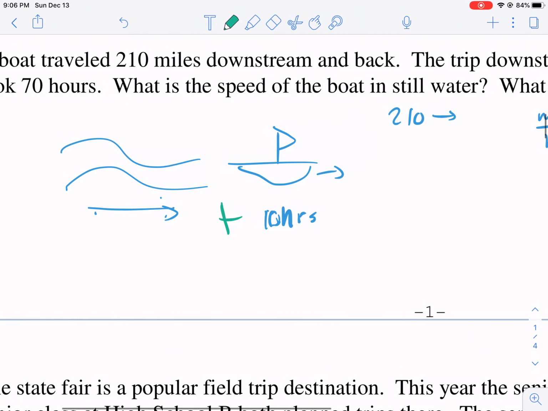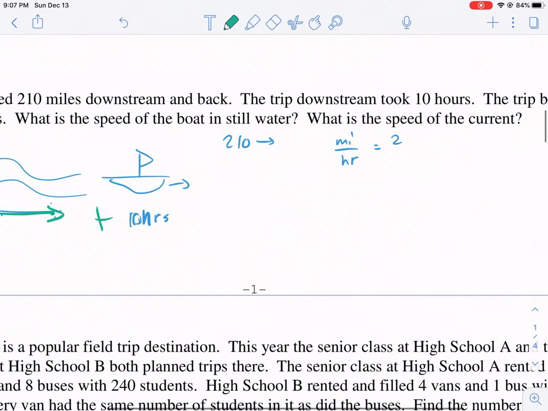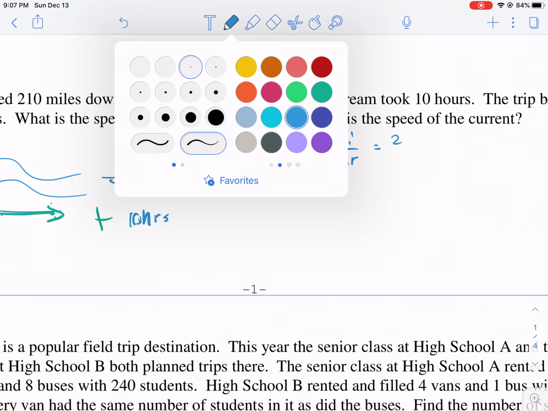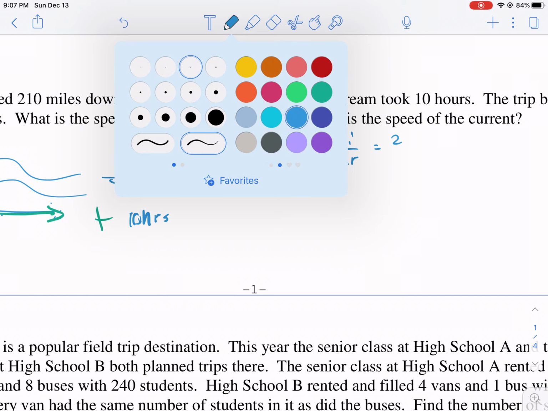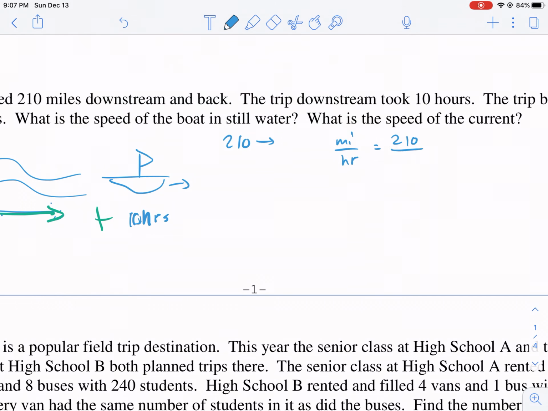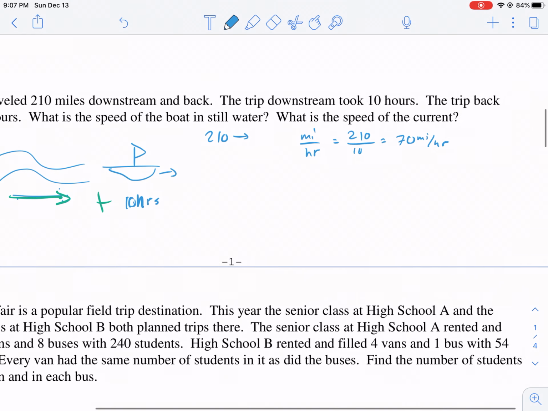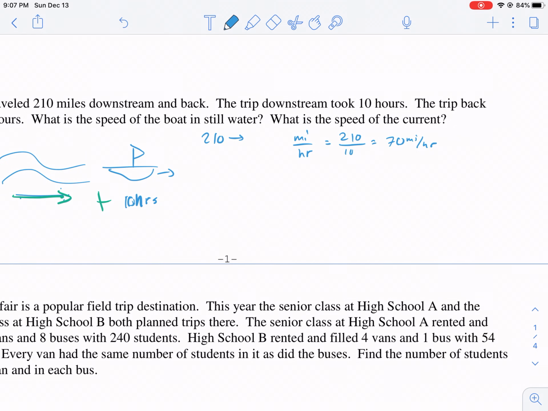So if we're adding with the current, this is our speed. We're going to say 210 divided by 10 hours. That gives us 70 miles per hour. That's hauling in a boat. I'm guessing these are just made to be easy and not to be realistic. So 70 miles an hour.